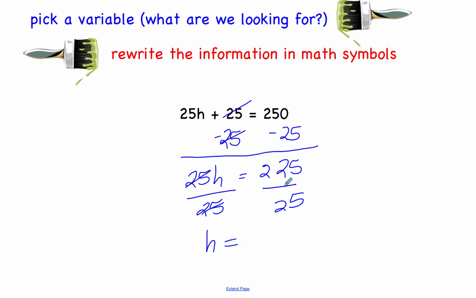And how many times does 25 go into 225? Well, I don't know that off the top of my head, but if you think about $2.25, how many quarters are there in $2.25? Well, it looks like there's probably 9. So as long as it takes 9 hours, that's when the two companies will charge the same.